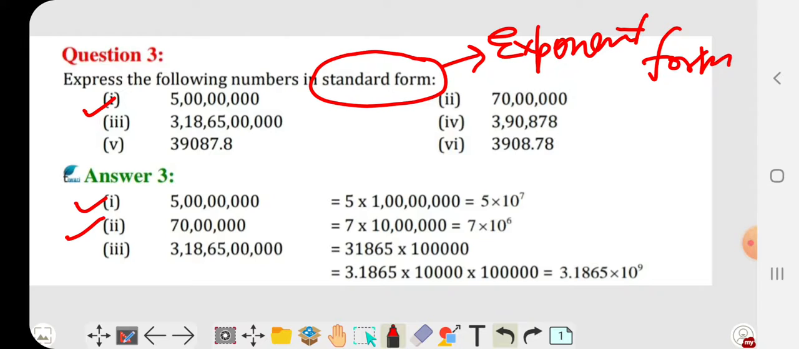So we have written 7 into 10 lakh. 7 will remain as it is. Now, how many zeros are there? 6. So it becomes 10 raised to power 6. Similarly, other parts are also done.